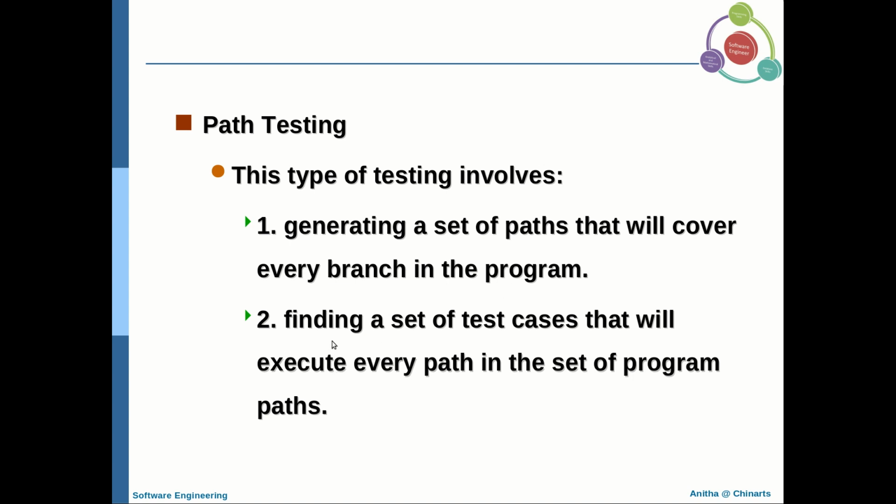Then we are going to find a set of test cases which will execute every path in the set of program paths. What do you mean by that? In our example, we are going to have three different paths: one for D value greater than 0, second for D value equal to 0, and the third for D value less than 0. So three test paths will be available for the given program. Then you find the test cases which will execute all three paths in the program. This is what we will be doing in path testing.